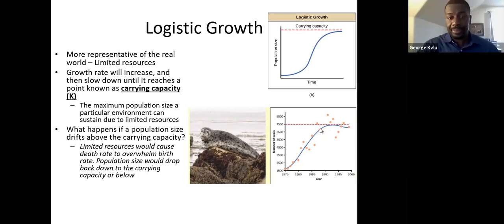So that's typically what we saw with this example of seals inside this time period here. There's a population of seals that starts to drift above carrying capacity. As it starts to drift above, there was no longer enough food for them. As a result, a lot of seals ended up dying because they weren't able to access enough resources, and the population size drifted back down below carrying capacity, which is what that particular environment is able to sustain.